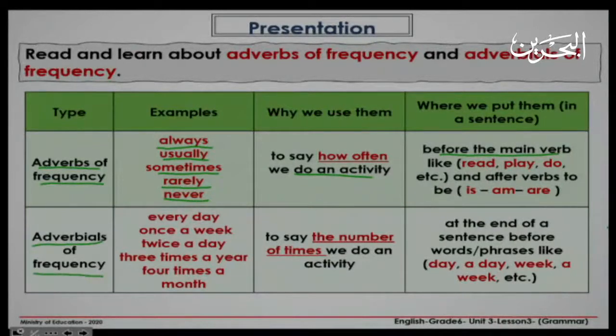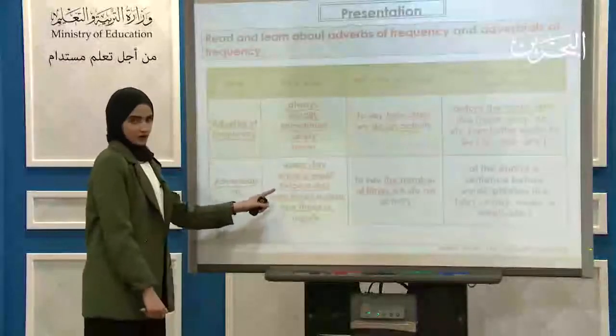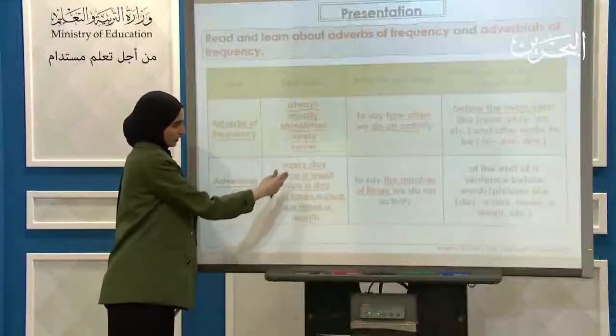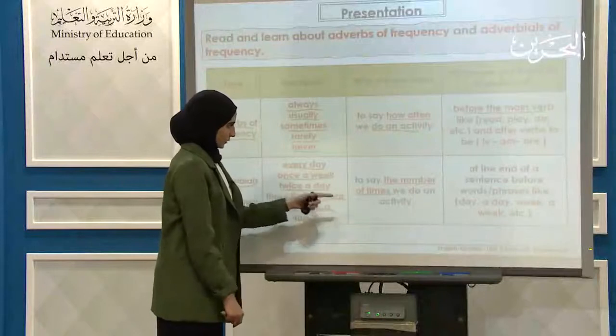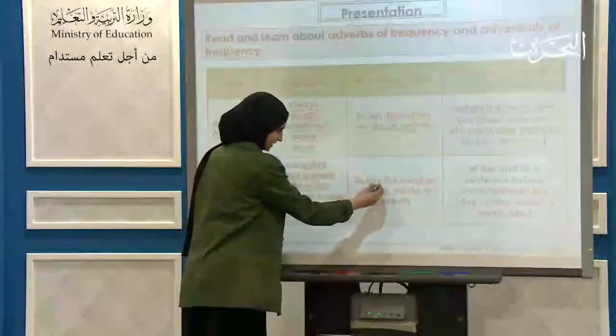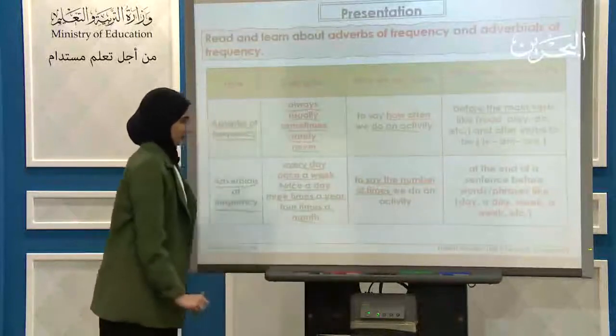Now let's move to the adverbials of frequency. We have here some examples like every day, once a week, twice a day, 3 times a year, 4 times a month. As you can see, for the adverbs of frequency, we have only one word, and for the adverbials of frequency, we have more than a word. When do we use the adverbials of frequency?